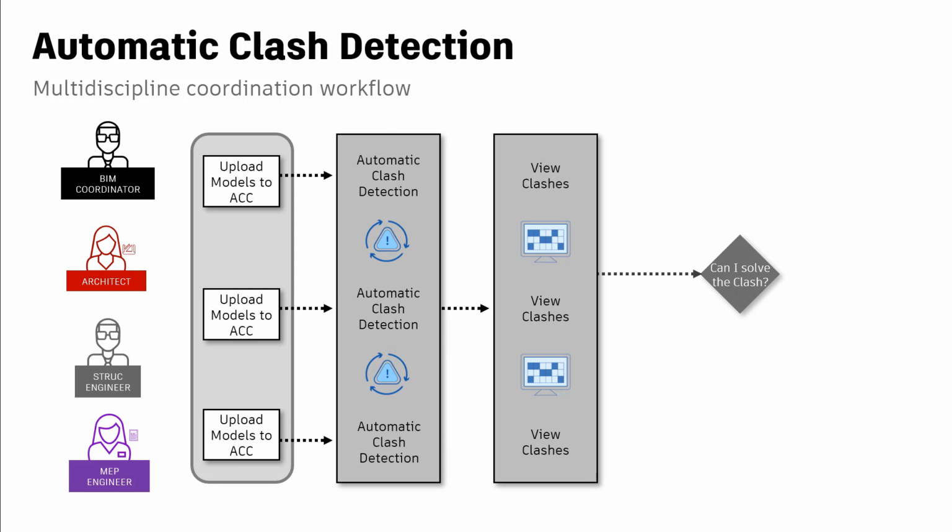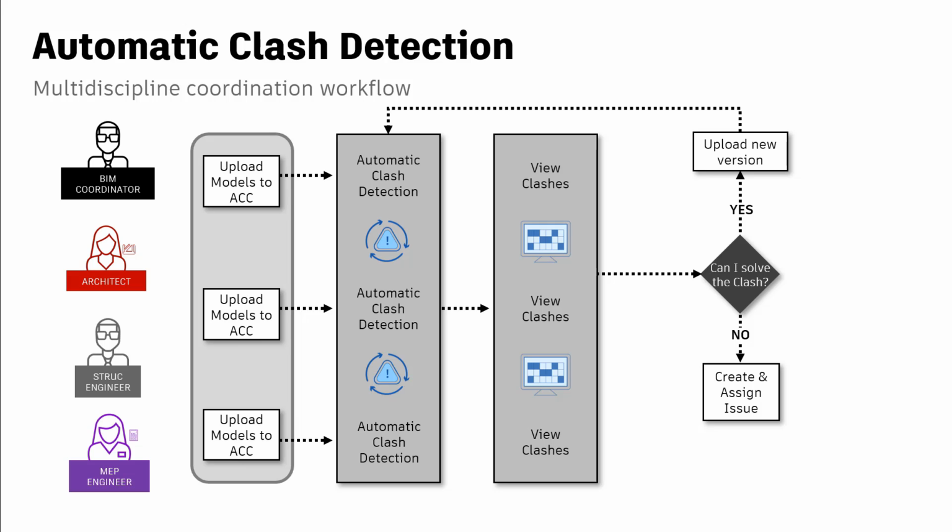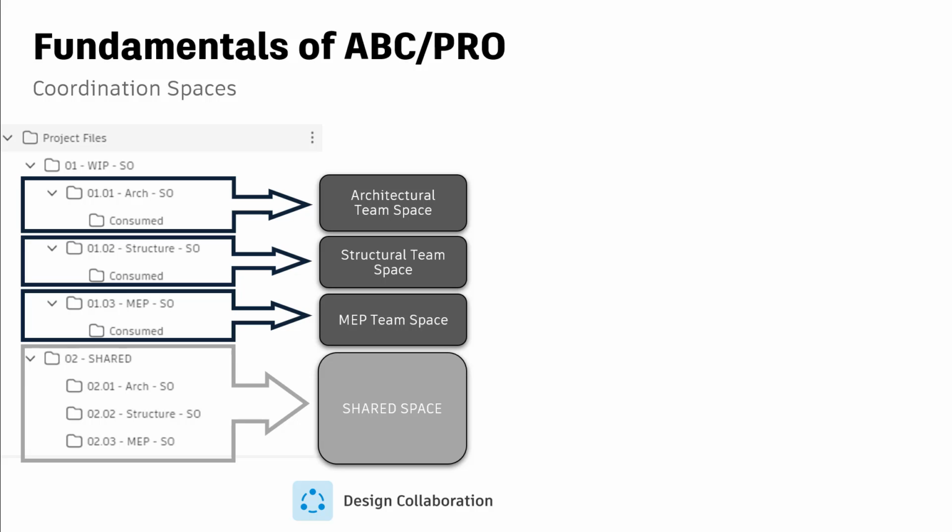Automated clash detection means that any project stakeholder can upload models to the common data environment and have them clash checked instantly. In other words, project team members can take responsibility for clash detection, speeding up the overall coordination process and freeing up the BIM coordinator or BIM manager to focus on complicated clashes and oversee the process rather than be the bottleneck.